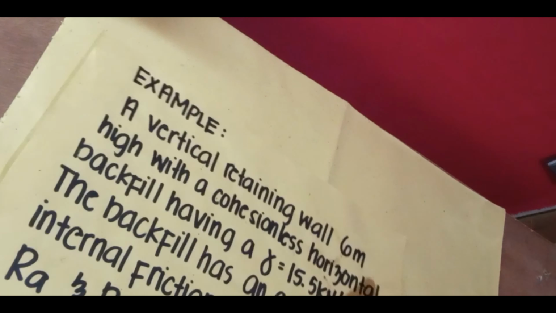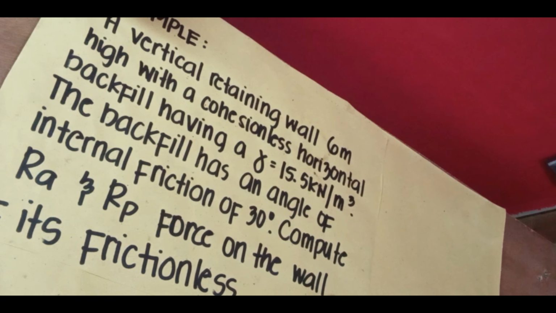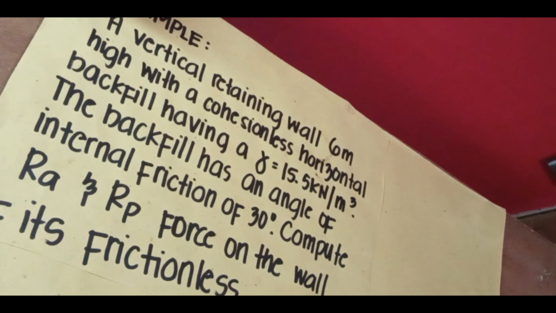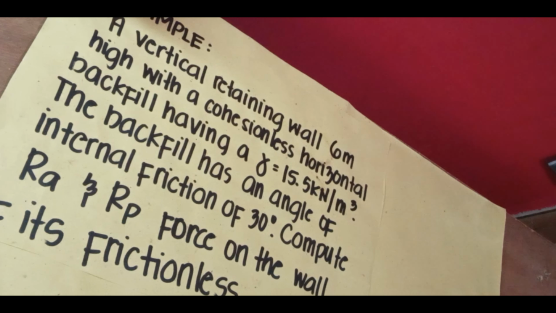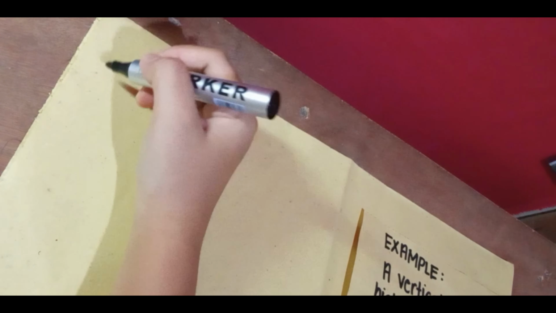Okay, let's proceed to an example. A vertical retaining wall, 6 meters high, with a cohesionless horizontal backfill having a unit weight of 15.5 kN per cubic meter, and the backfill has an angle of internal friction of 30 degrees. Compute the RA and RP on the wall if it is frictionless. So, let's solve this problem. It was stated that it is a cohesionless horizontal backfill, so we know that the wall is just vertical.